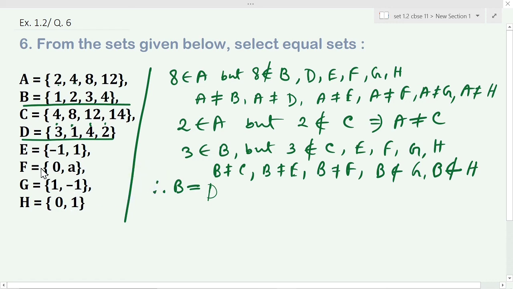Now look at E and G. E and G both contain the same elements, that is 1 and minus 1. So we can say that E equals G. So these are the pairs, that is B and D, E and G are the two pairs which are equal.